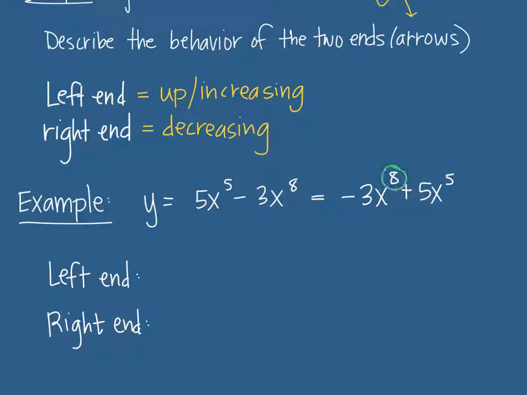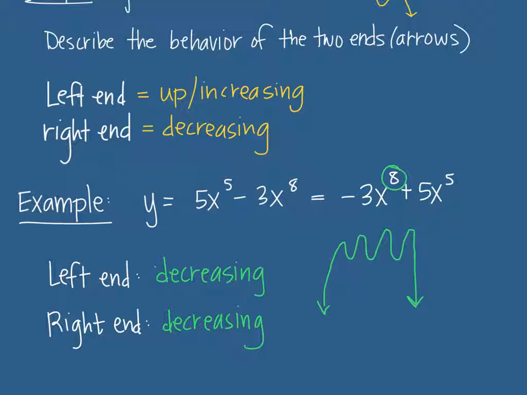Now this is an even. It's an 8, which means it's going to look like the quartic. It's going to look like the even ones, like a degree 2, a degree 4, a degree 6. So it's going to kind of look like a parabola to start, except that it's got a negative. It's going to be upside down. So what do the ends do? They're both going down because of the reflection. And so the left end is decreasing, and the right end is decreasing.